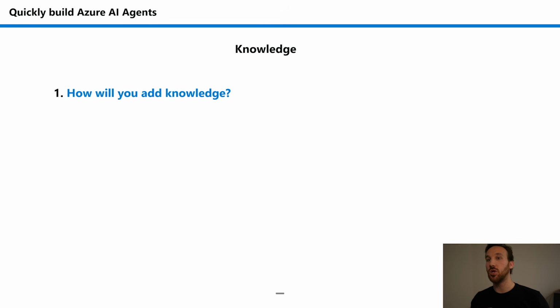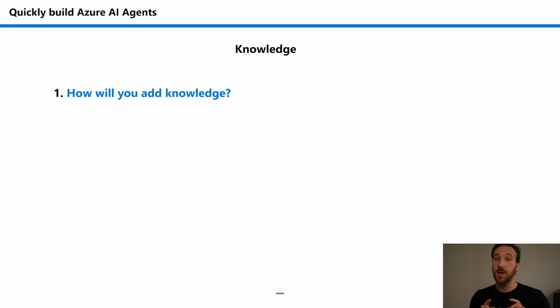Knowledge. This is where you want to first ask, how am I going to use knowledge for my agent? Now, when you have some sort of AI model, you can add knowledge through two primary ways. You could use fine-tuning, or you could use Retrieval-Augmented Generation.